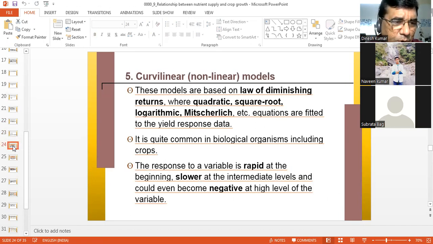The other important thing is curvilinear or non-linear models. These are used by modern-day scientists and students. I have already told you this in principles of crop production.